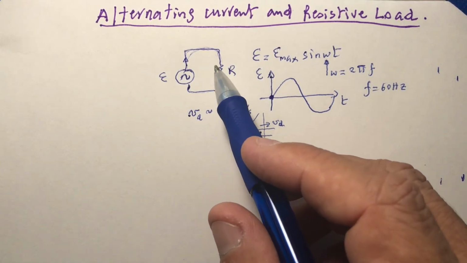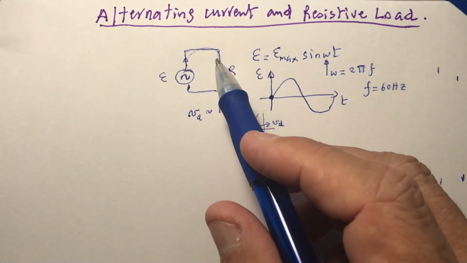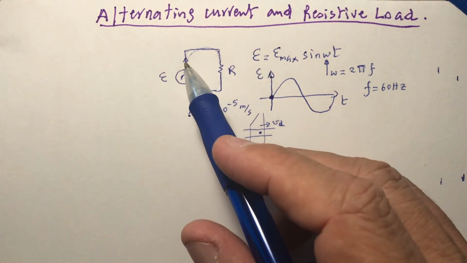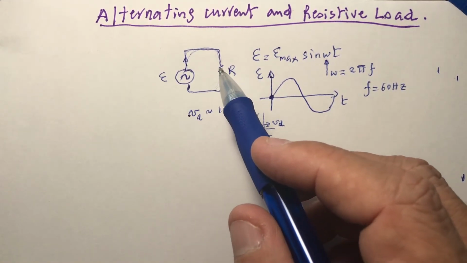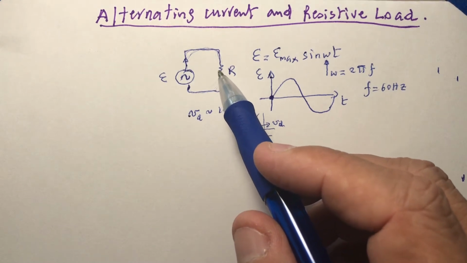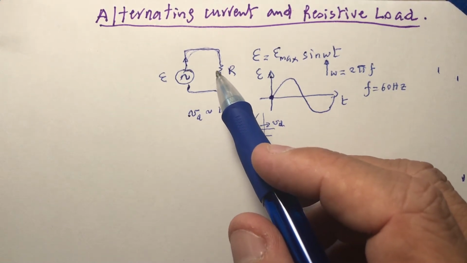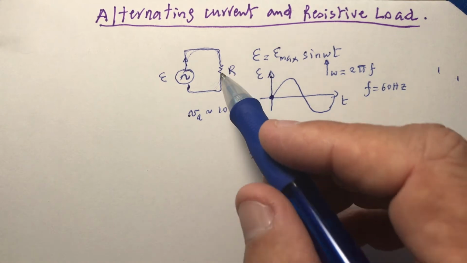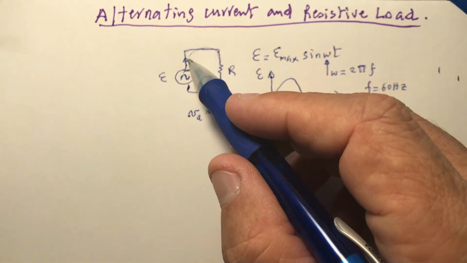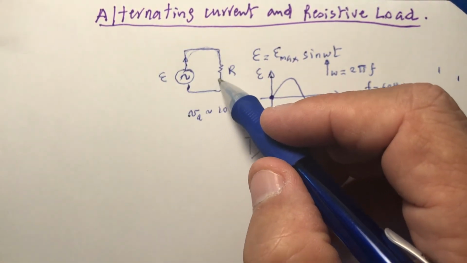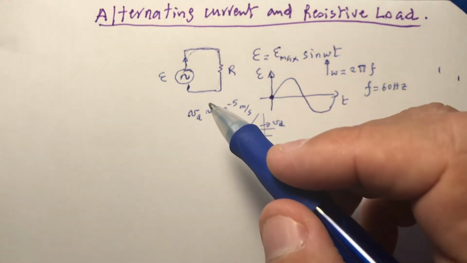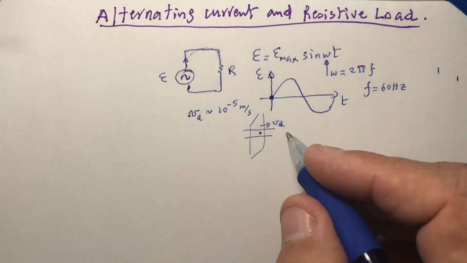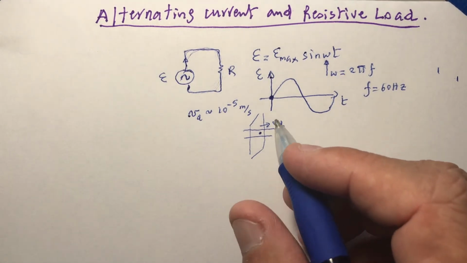Now, let's look at the load. The load here is the resistor. When this resistor gets the current, the current will go through it. The resistor is not going to interfere with the timing. The current just comes in and goes back through the resistor like that. Now what happens? We can investigate Ohm's law.